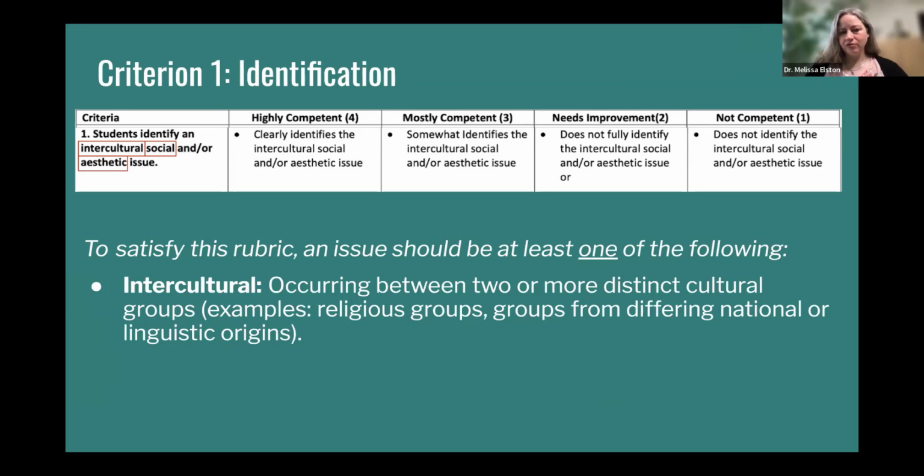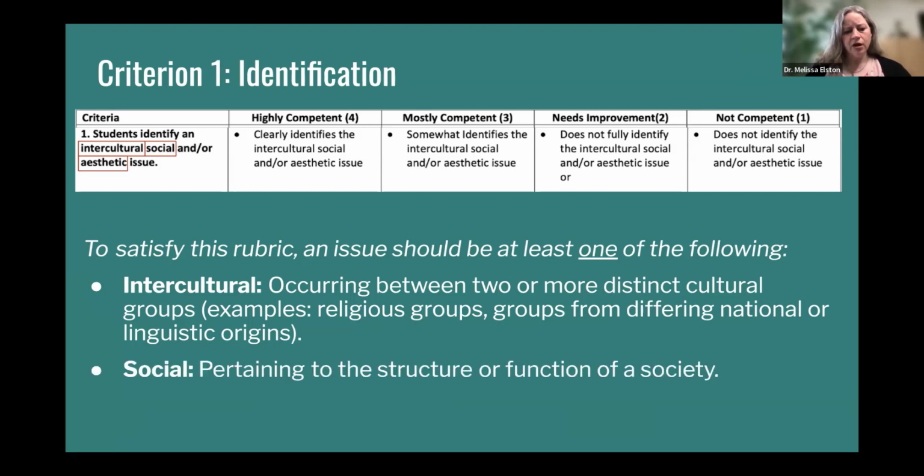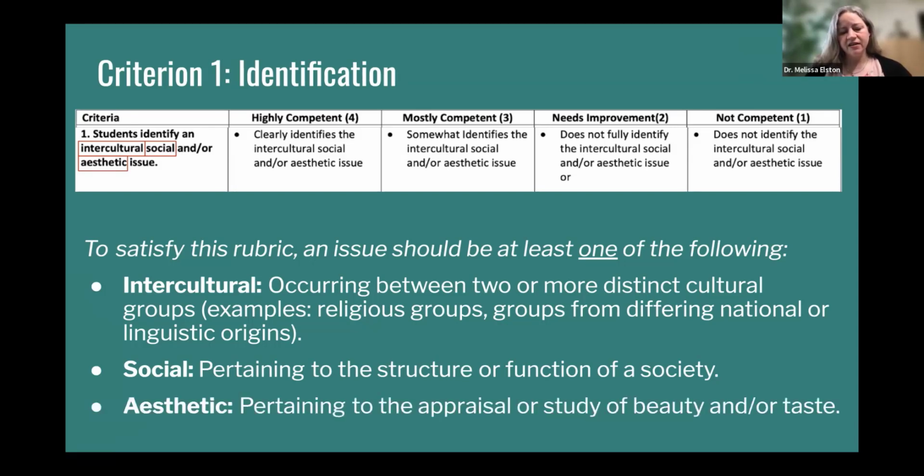So intercultural, here's a good working definition of that: occurring between two or more distinct cultural groups. Examples can include, but are not limited to, religious groups, groups from differing national or linguistic origins. We're conceiving of cultural pretty broadly here. The second word, social: pertaining to the structure and or function of a society. And then finally, aesthetic: pertaining to the appraisal or study of beauty and or taste.